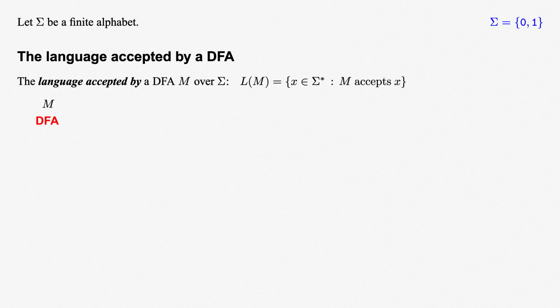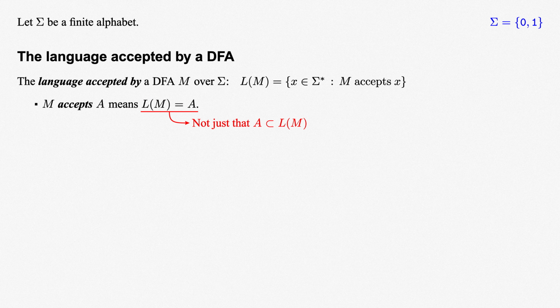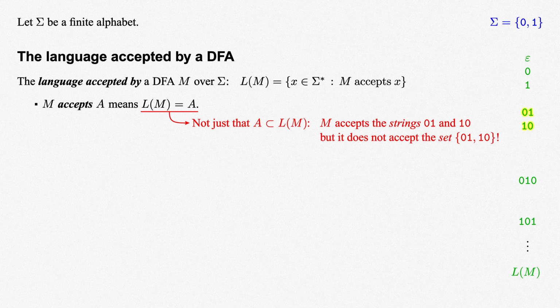Please note that if M is a DFA and A is a set of strings, the phrase "M accepts A" means exactly that L of M equals A. This doesn't mean just that M accepts each string in A, in other words, that A is a subset of L of M. It means that these are the only strings that M accepts. In our example, the individual strings 0, 1, and 1, 0 are accepted by M. But we do not say that M accepts the set {0, 1, 1, 0} because there are more strings that it accepts, not just those two.